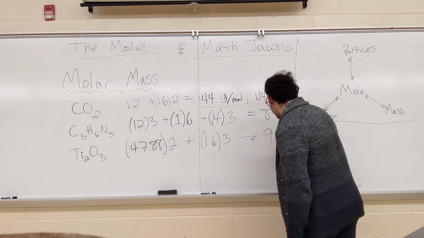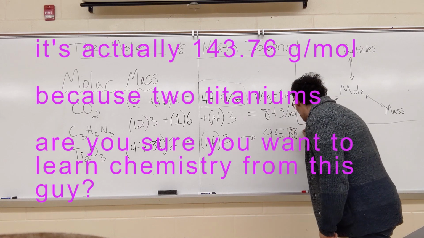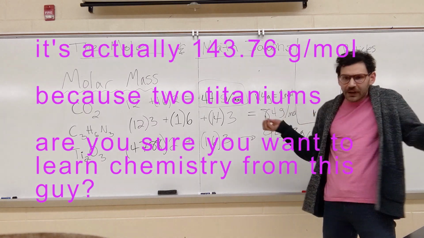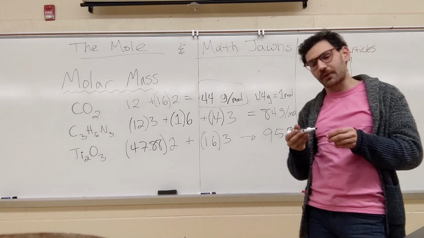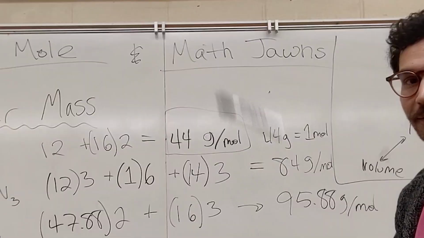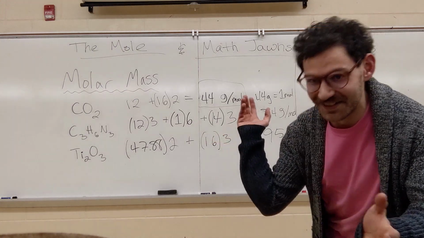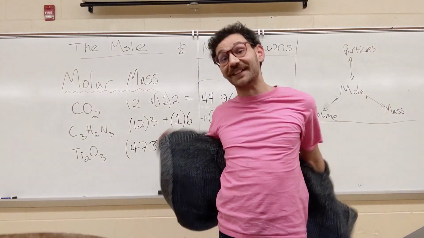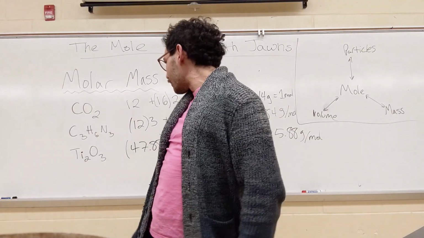So this is going to be 95.88 grams per mole. And that's how we figure out the molar mass of a chemical. It's not too spicy, unless you don't have a periodic table. You need your periodic table. Anyway, what should we talk about next?